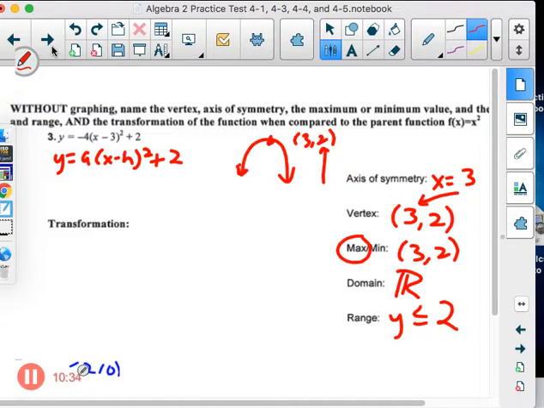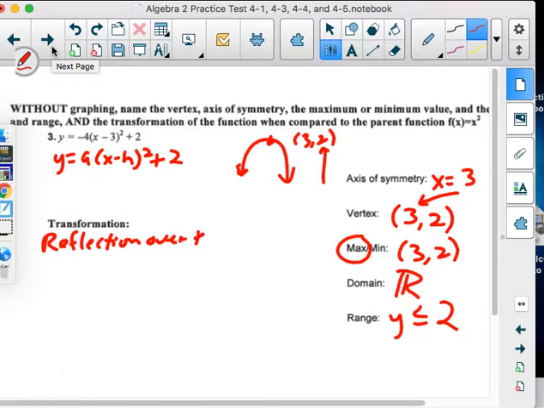Transformations, that's where we work from left to right. And we say, all right, let's go back up here and see the first thing we see is a negative 4. So the negative is a reflection over the x-axis.